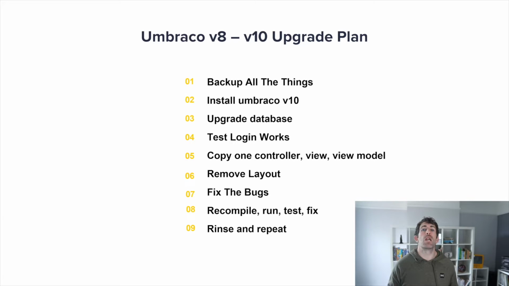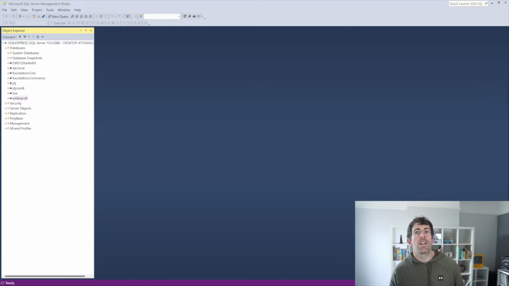So now we have the plan in process. Let's go through the steps of how you're going to upgrade everything. We are going to start things off by doing a little bit of SQL prep work. So what we're going to do is fire up SQL Management Studio, SSMS. What we want to do is get our existing V7, V8 database, make a backup of it, and then create a new database for our new website to use.